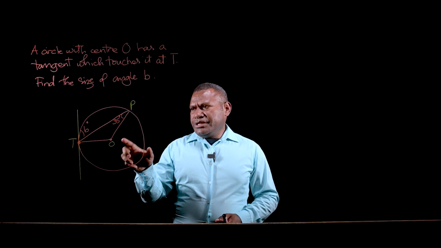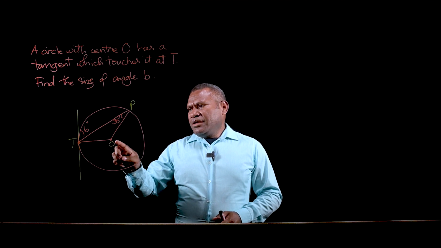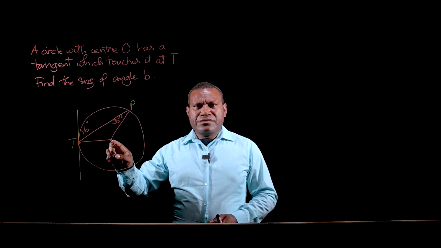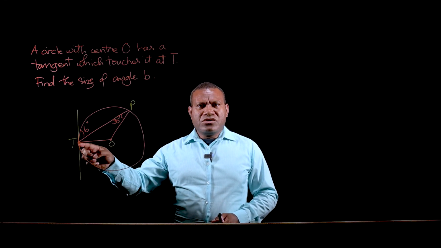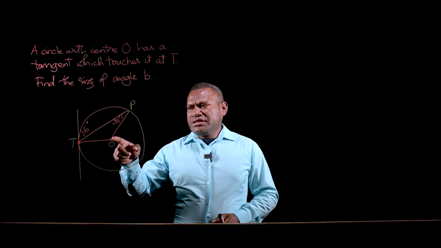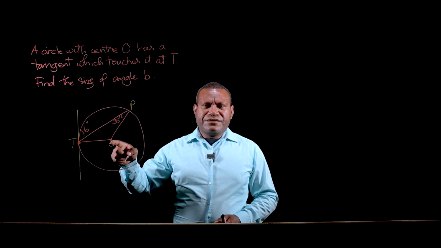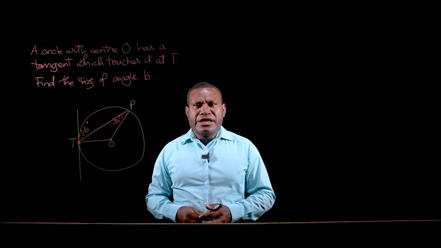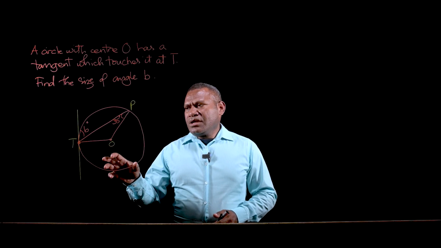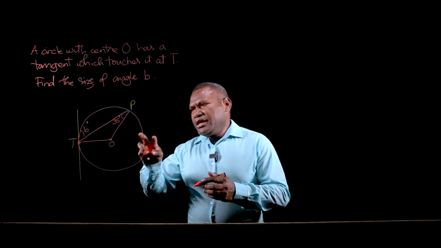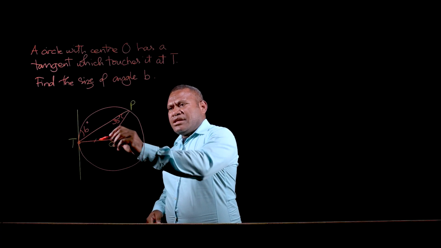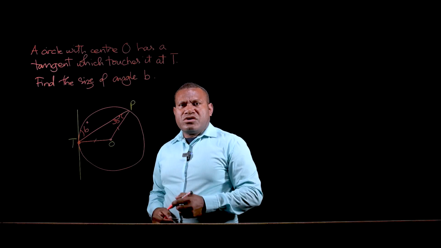Now, as you can see, this length here is the radius of the circle because it's from the center to the circle, or the circumference. And this length here is also the radius of the circle. So we can say OT and OP are the radii of this circle. If they are the radii, then we say these two lengths are equal.